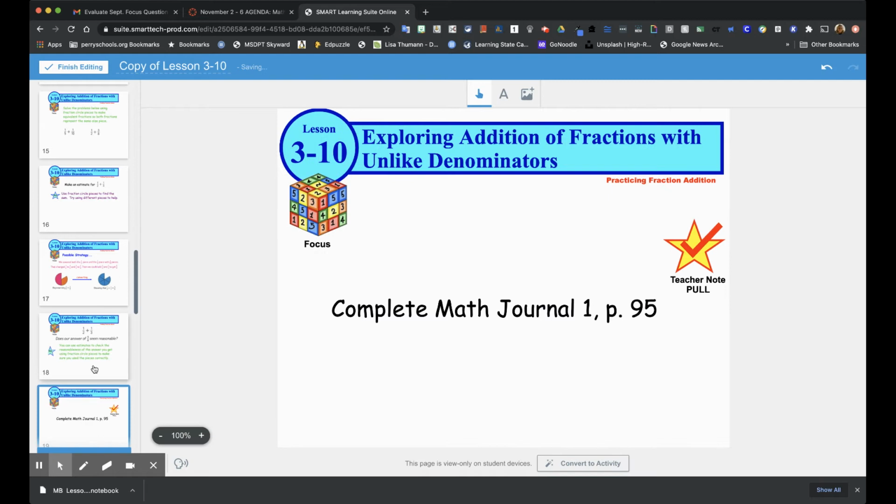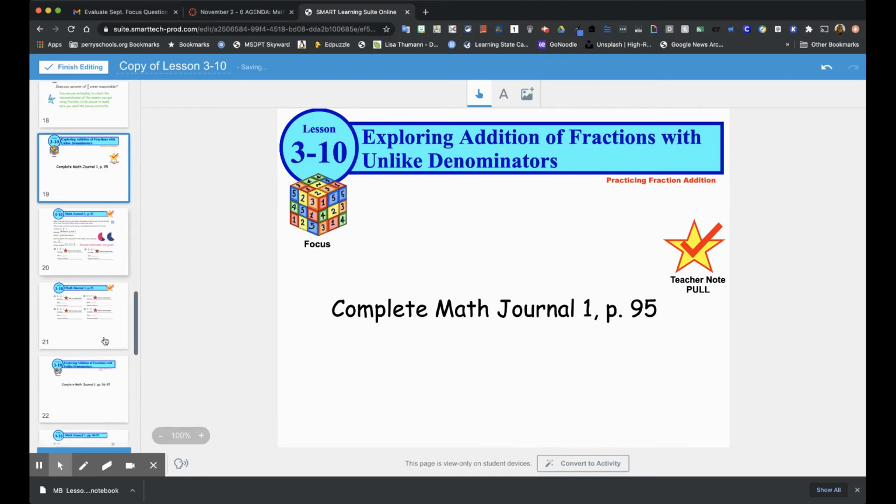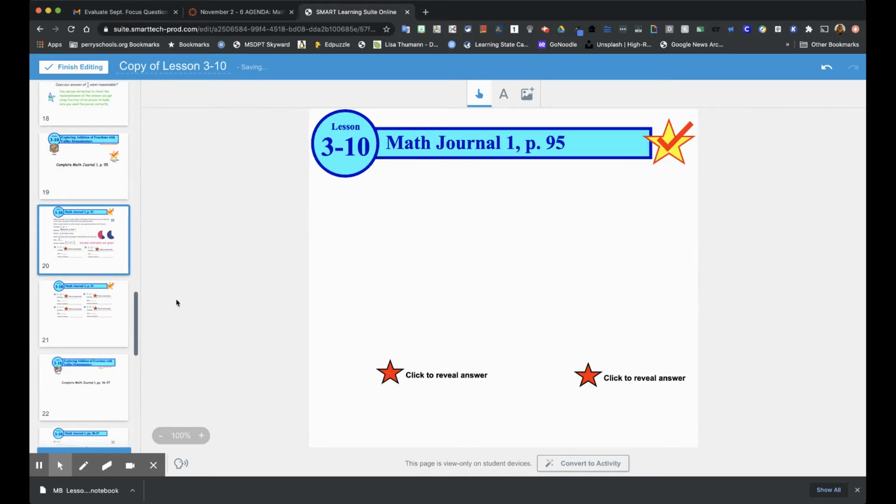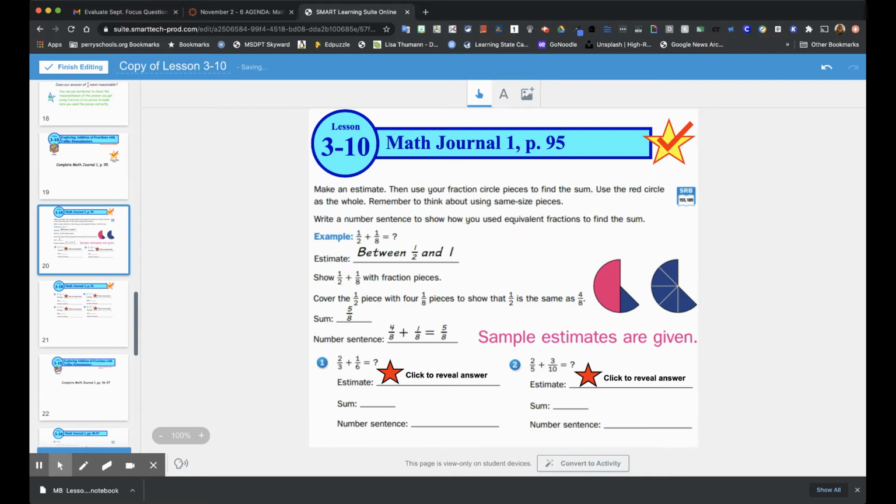Open up your math journal to page 95. Go ahead and pause your video if you need to. On page 95, we're going to see some problems of doing the exact same work that we've been doing. It says to make an estimate, then use your fraction circle pieces to find the sum. Use the red circle as the whole. Remember to think about using same size pieces.